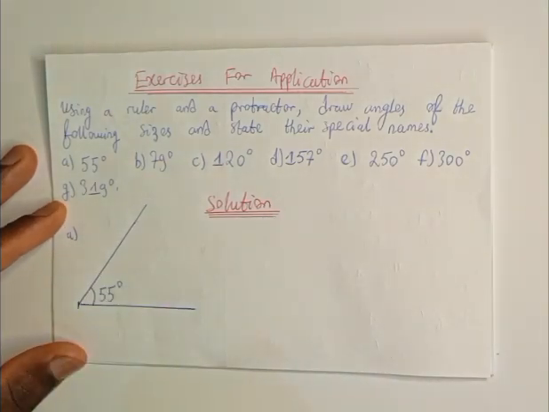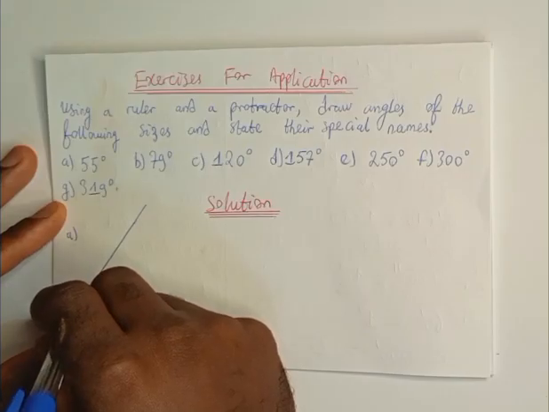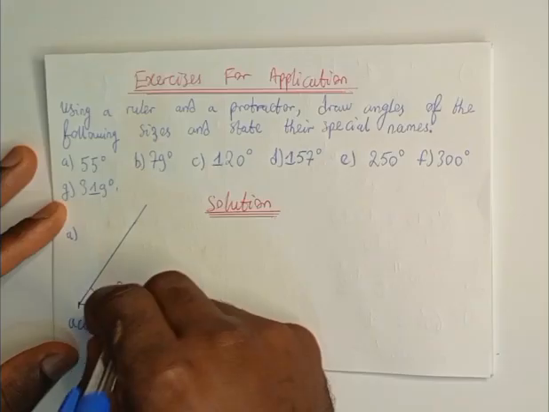The special name for the angle 55 degrees, it is an acute angle. It lies between 0 degrees and 90 degrees. So the special name is acute angle. Write it below.